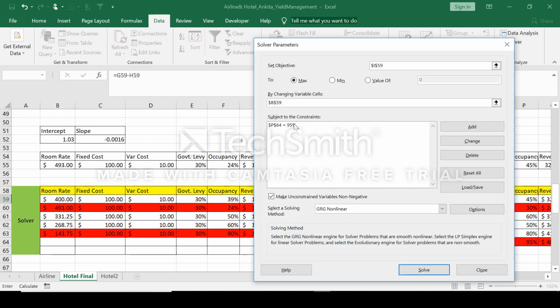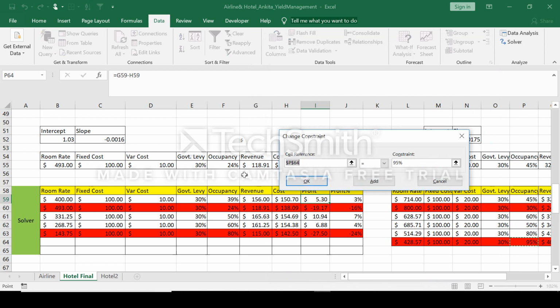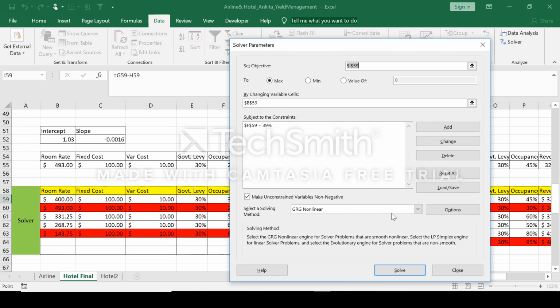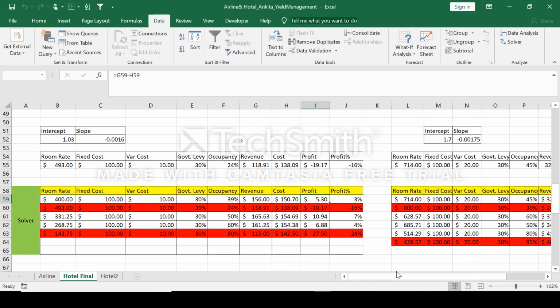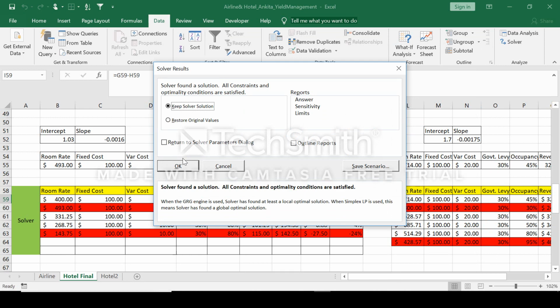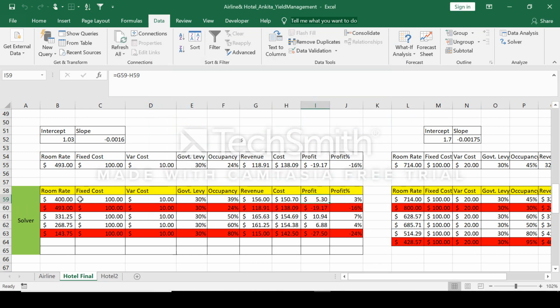We supposedly want the occupancy to be 39%. Okay, solve. Okay, so that's how we had calculated this. For an occupancy of 39%, what should be the room rate, and the maximum profit we can earn is 5.30.